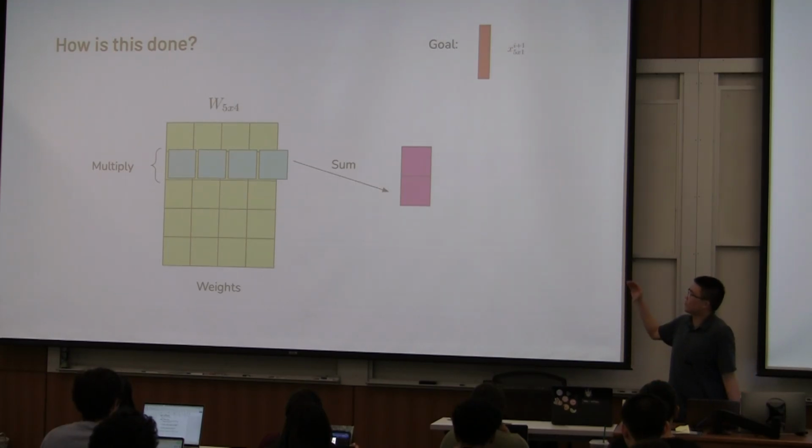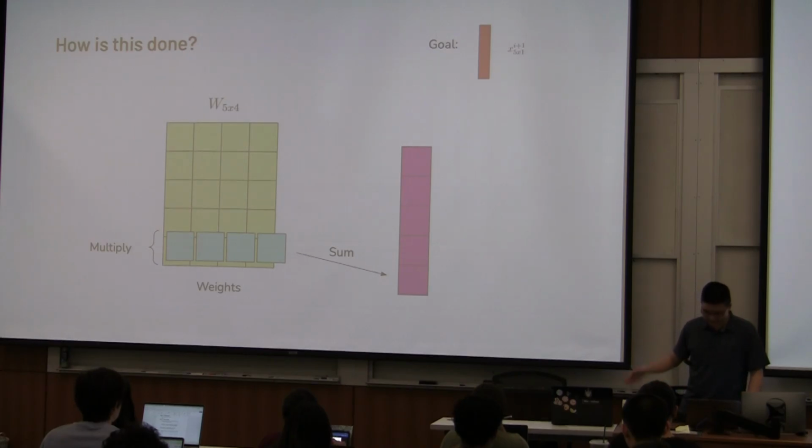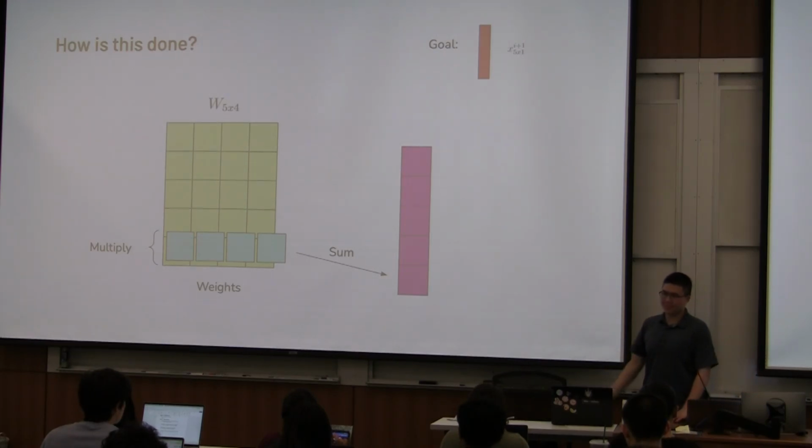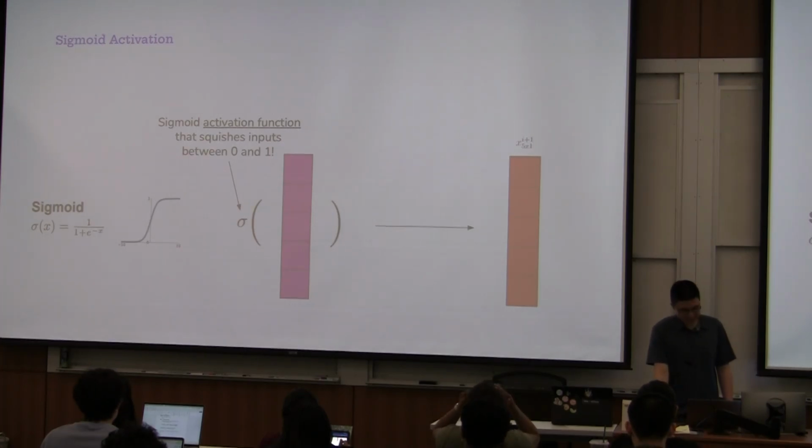Now we're using the second row of W. And then we do that again, again, and again. So this is how we do the first step, which is a matrix multiplication. And then we will actually apply what's called an activation function.